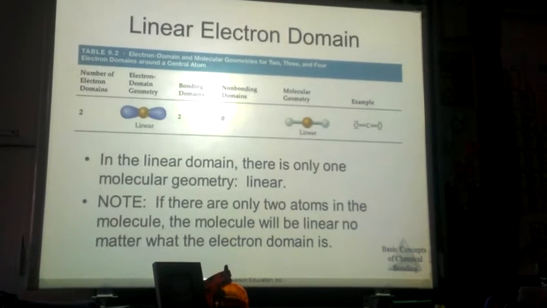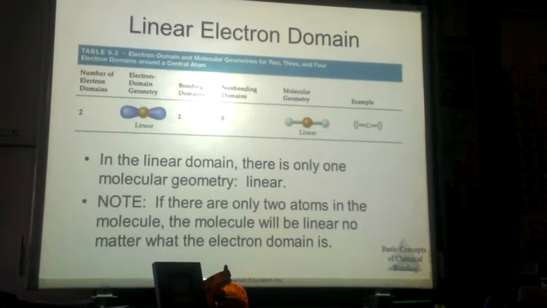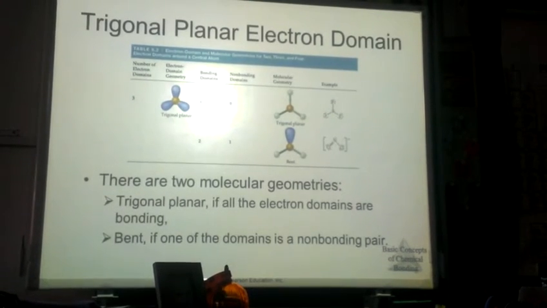Okay, so we already said about linear. If there are only two atoms in a molecule, so let's just say we have HCl, for example, then the molecule is going to be linear no matter what the electron domain is. So if there's two atoms in a molecule, then it's always linear, and there's no other exceptions to that. An example for linear, with two bonding domains and 0 non-bonding, would be carbon dioxide. Trigonal planar has two molecular geometries, trigonal planar and then bent.